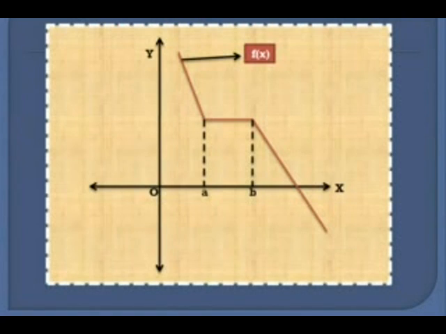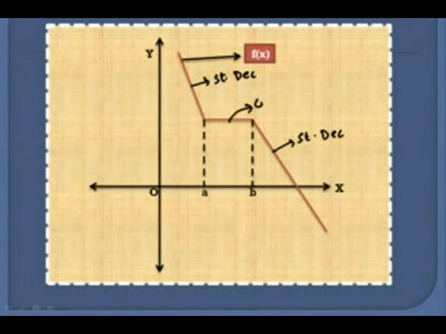So let's try to see it graphically. This is the graph of y equal to f of x. Now we see that for this portion it is strictly decreasing. For this portion its value is constant, and for this portion again it is strictly decreasing. So we can write this portion as strictly decreasing, this portion as strictly decreasing again, and this portion is constant. So we can say that this is a decreasing function.